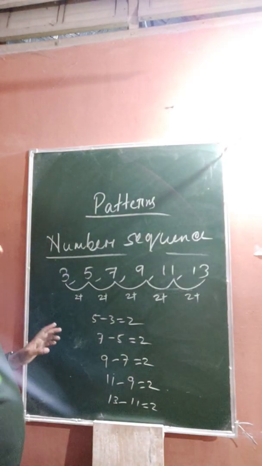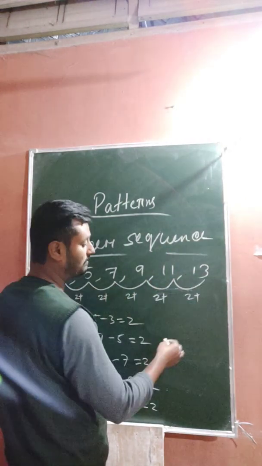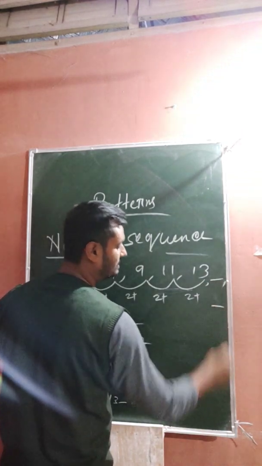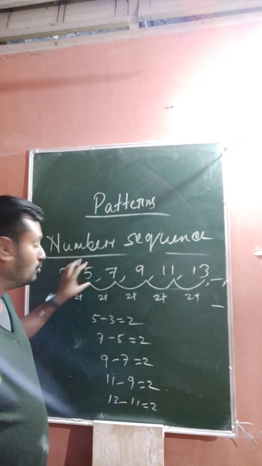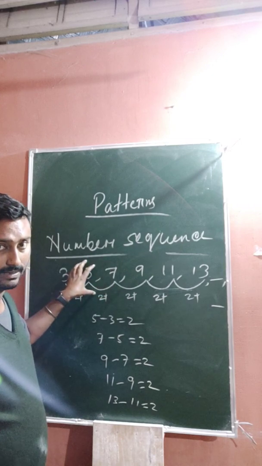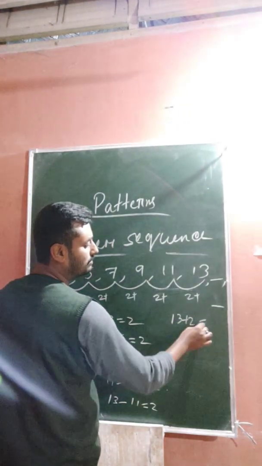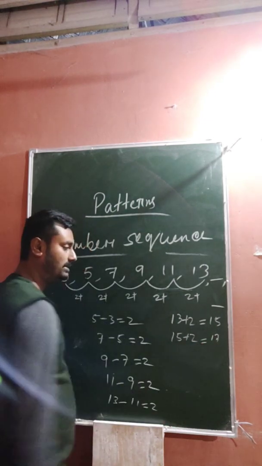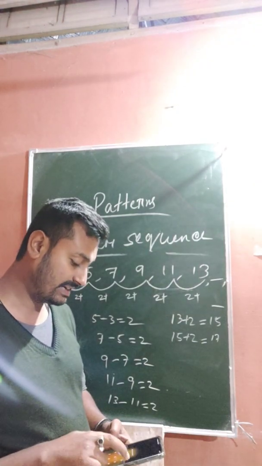If the question is in this pattern, you have to find the next two numbers. After 13, suppose the next ones are fill in the blanks. Then you can know automatically that the second number is 2 more than the first number, and the third number is 2 more than the second number. So the next number will be 13 plus 2, that is 15. Again the next one is 15 plus 2, that is 17. So in this chapter you have to solve the questions of patterns in this way.